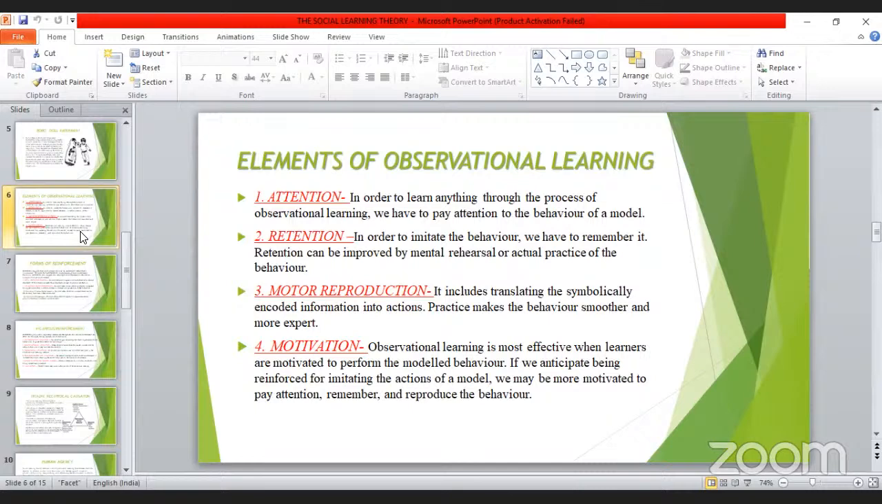I am observing that, but if I am not motivated to show my behavior prosocially, then I will not pay attention to every aspect of the behavior. I will not store every aspect of the behavior, and I will not practice it because I'm not motivated. So without being motivated, I will not pay attention, remember, or reproduce the behavior, and the whole observational learning will fail. Right? So these four elements are very important.